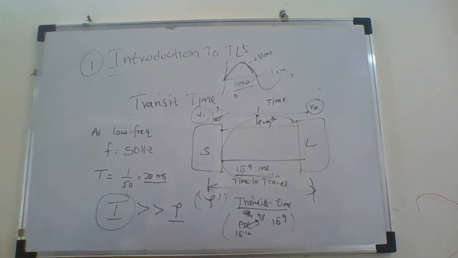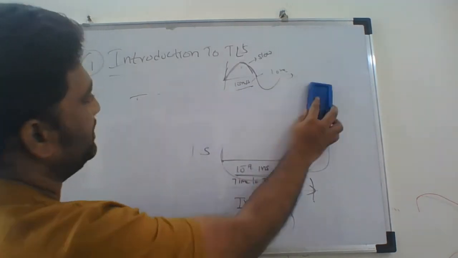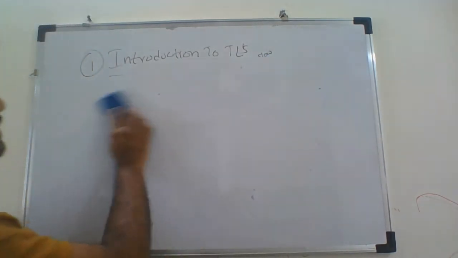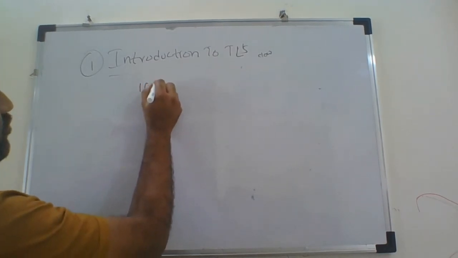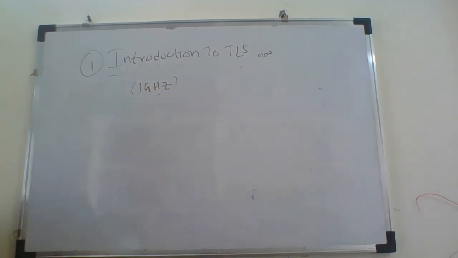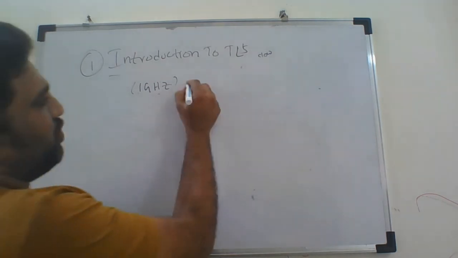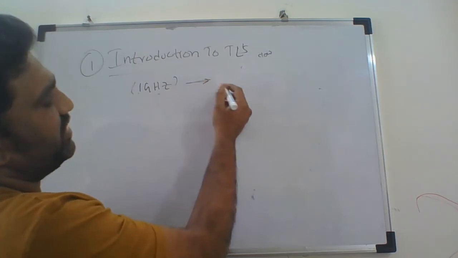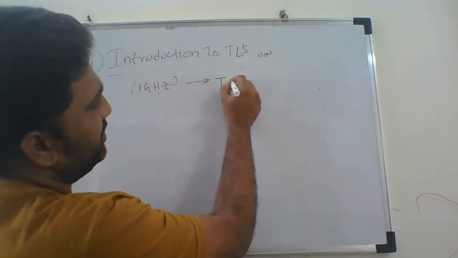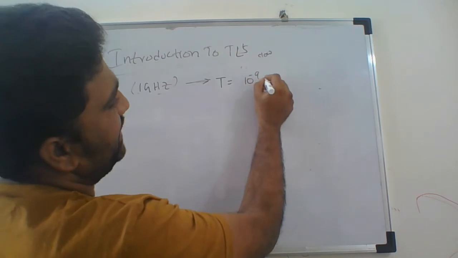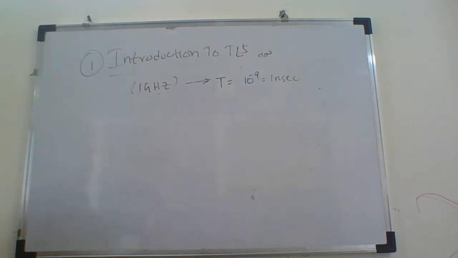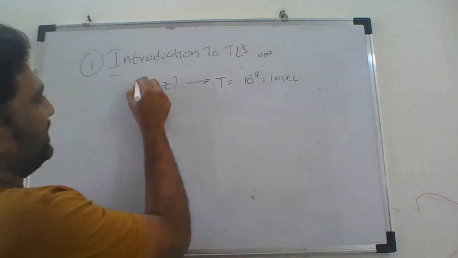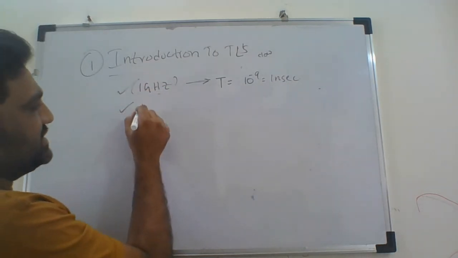Now let us consider the other scenario. Whenever we have very high frequencies, let's say a signal of 1 gigahertz, I'm just taking one frequency. So 1 gigahertz frequency corresponds to a time period of 10 power minus 9, which is nothing but 1 nanosecond.